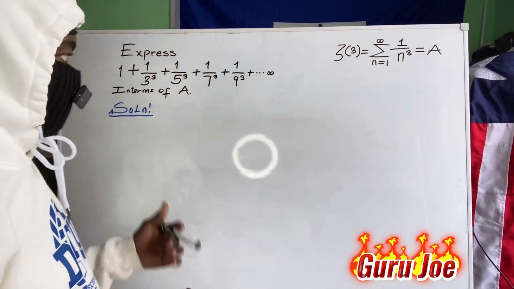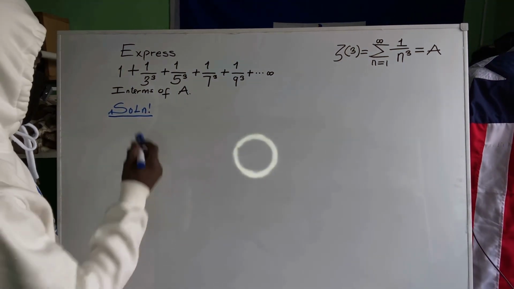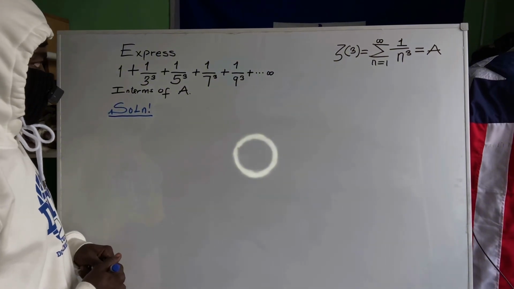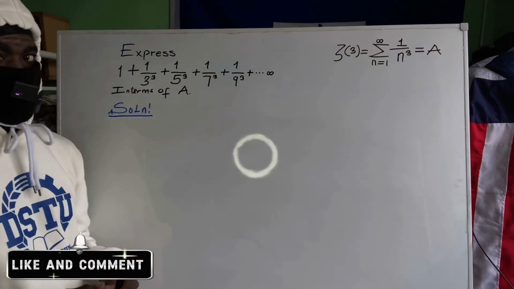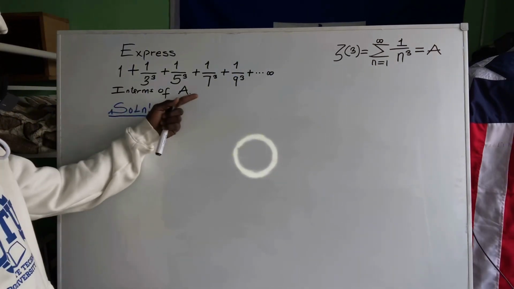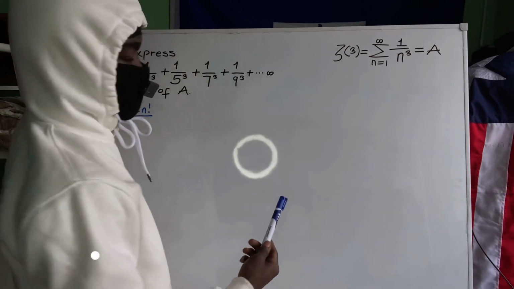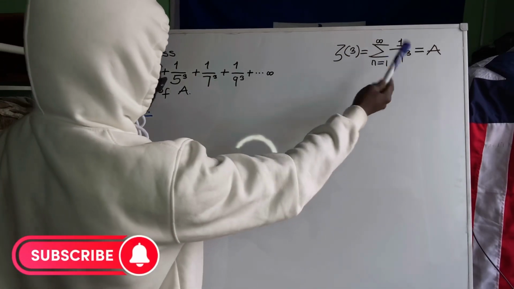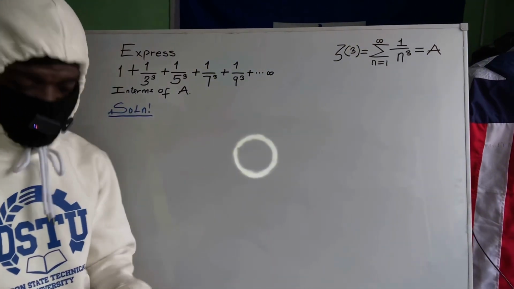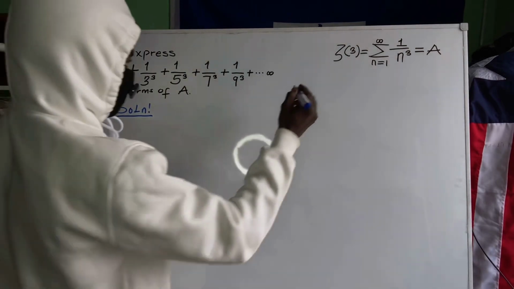We are going to be solving this question today. The question is that we should express 1 plus 1 over 3 cube plus 1 over 5 cube plus 1 over 7 cube plus 1 over 9 cube in terms of A, where A is the zeta of 3. And the zeta of 3 can be expressed as a sum from n is equal to 1 to infinity of 1 over n cube. So let's first expand the zeta of 3.